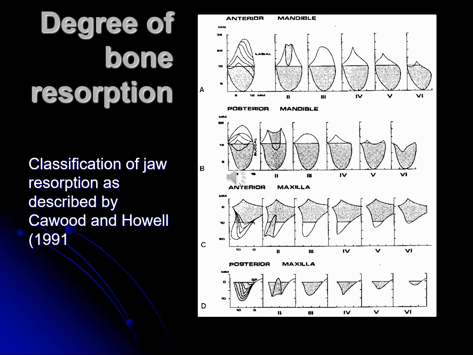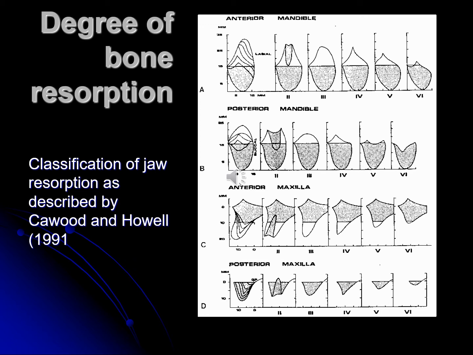Class 3, we mean that we have a round ridge with sufficient height and sufficient width of bone. Class 4, we have insufficient width of the bone, but we have sufficient height of the bone. That means we have horizontal bone resorption. Class 5, we have insufficient height and insufficient width of the bone. That means we have resorption in both the vertical and horizontal dimensions.